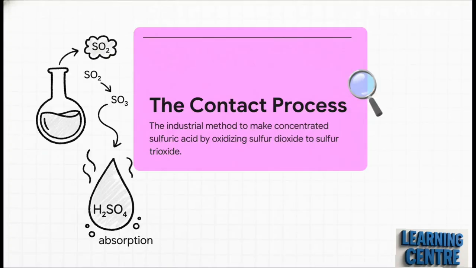Okay, so here's the textbook definition. At its core, the contact process is all about taking a simple gas, sulfur dioxide, and oxidizing it, which is just a fancy way of saying we're going to react it with oxygen, to create something new, sulfur trioxide. Then, that result gets absorbed in a really clever way to make our final product. Let's break down exactly how that's done.